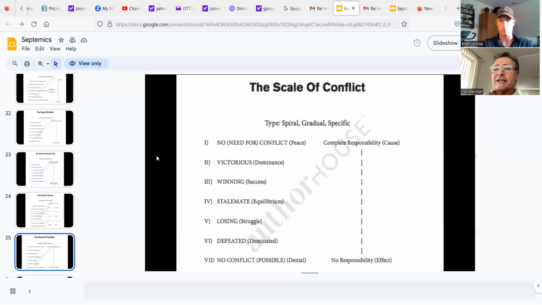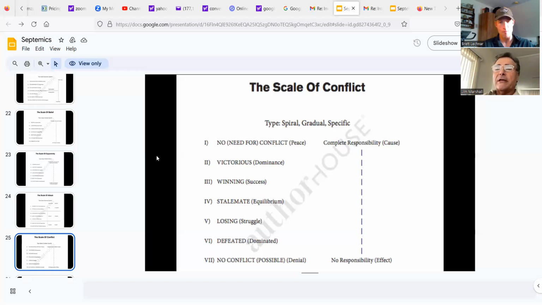Up from that is level 6, which is defeated. This is a person who has been in a conflict and he is defeated, which is another way of saying dominated. He has lost. Above that, level 5 is losing. So this person is struggling. He hasn't been defeated yet, but he's struggling with it. Level 4 is stalemate, which is a point of equilibrium where neither side can really get anywhere.